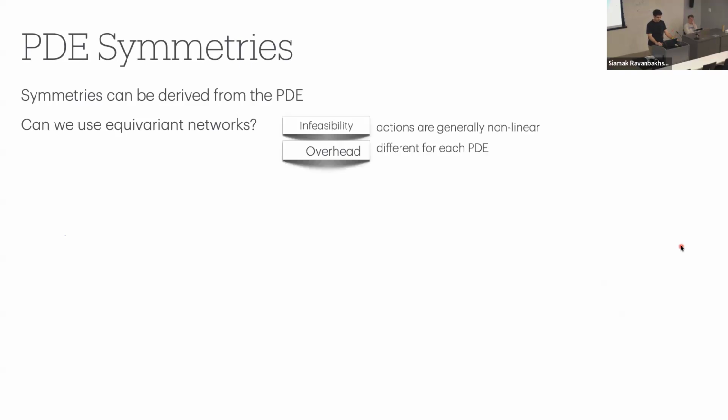Can you use them? Well, the first idea is to use equivariant networks, but they're not feasible because the actions of these symmetries are often nonlinear. In the case of the harmonic oscillator that I showed you, I believe only two of the symmetries, out of the 8-dimensional Lie group corresponding to the symmetries of that equation, are linear. The rest are nonlinear. Also, these symmetries are different for every differential equation, so even if they were linear, you would need to design a different equivariant network for each case.